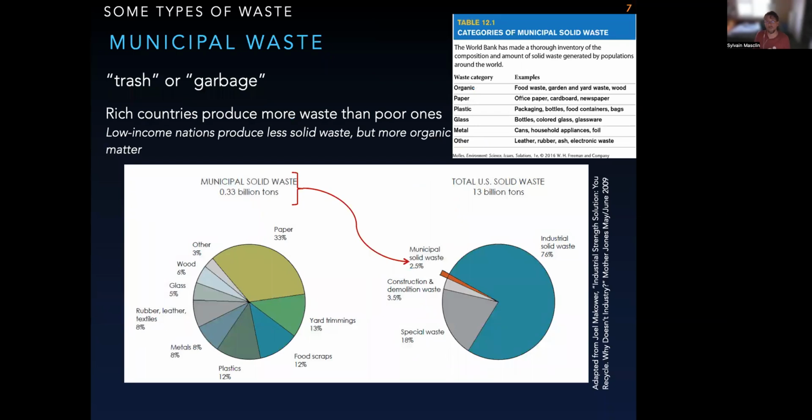Of course, the better the economy of a country is, the more consumption, and so the more waste we produce. So it's not surprising that low-income nations produce less solid waste than high-income nations, but also the type of waste they produce is different. Low-income nations produce more organic waste, which is better because it can go into the nutrient cycle. It's compostable. It can be biodegradable.